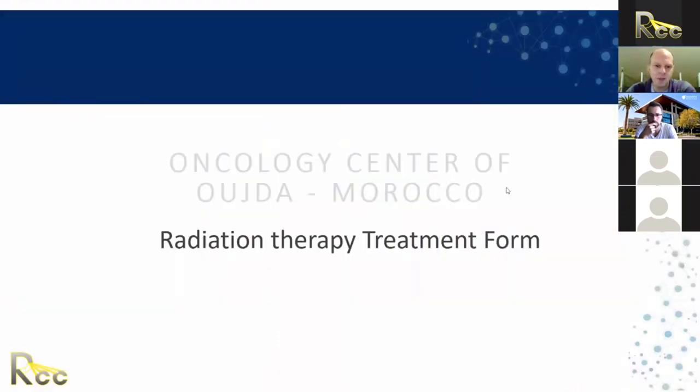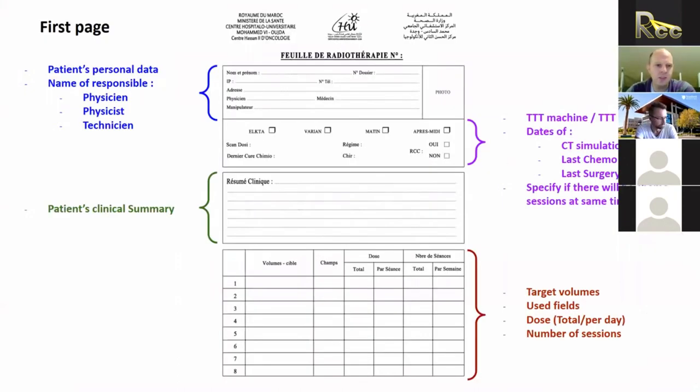All right. So we have one more institution here we're going to go over. So this is the center in Morocco. And we have here the patient's information at the top, and then which machine it's going to be treated on, whether it gets a CT simulation, last chemo session, last surgery, especially if there will be chemo sessions at the same time as RT. That's a very important thing to put in there, because there's a coordination that happens there between chemo and radiation. And that can make a difference.